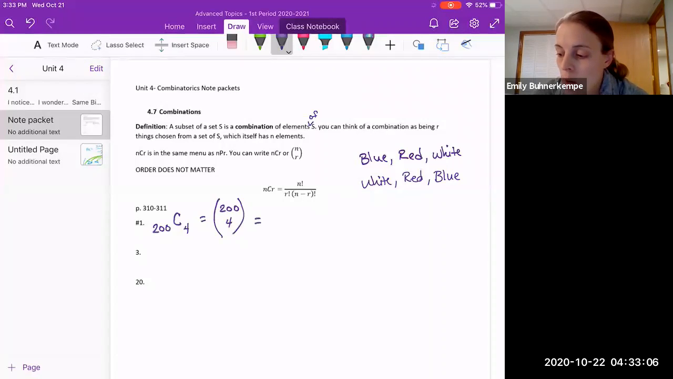Using the definition that we have above, this would be written as 200 factorial divided by 4 factorial times (200 minus 4) as a quantity factorial. Now you can either type that into your calculator, or what I think is a little bit easier is to use the nCr button in your calculator.